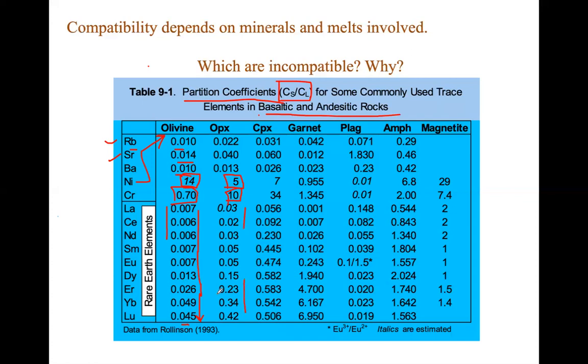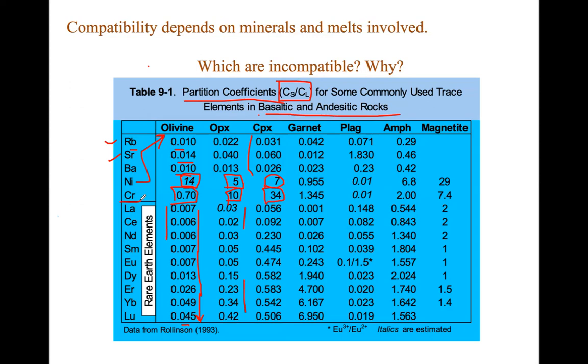So this is the comparative behavior of elements in different phases. If you take the CPX, you can see these large ion lithophile elements are not much concentrated there. Nickel is a little bit higher than OPX, but still lower than olivine. But chromium you can see is much higher than anything else. So that means CPX can take a lot of chromium.